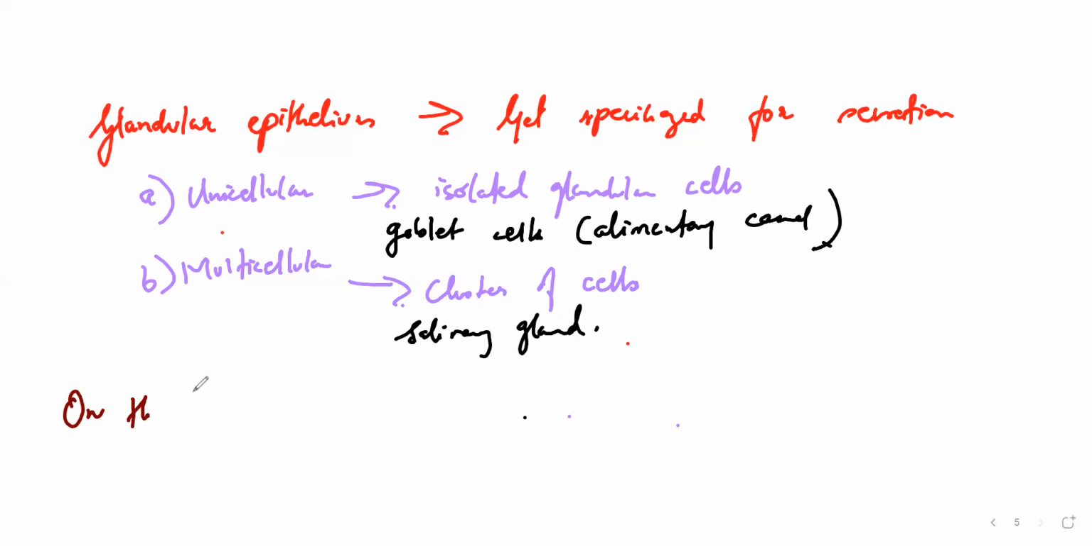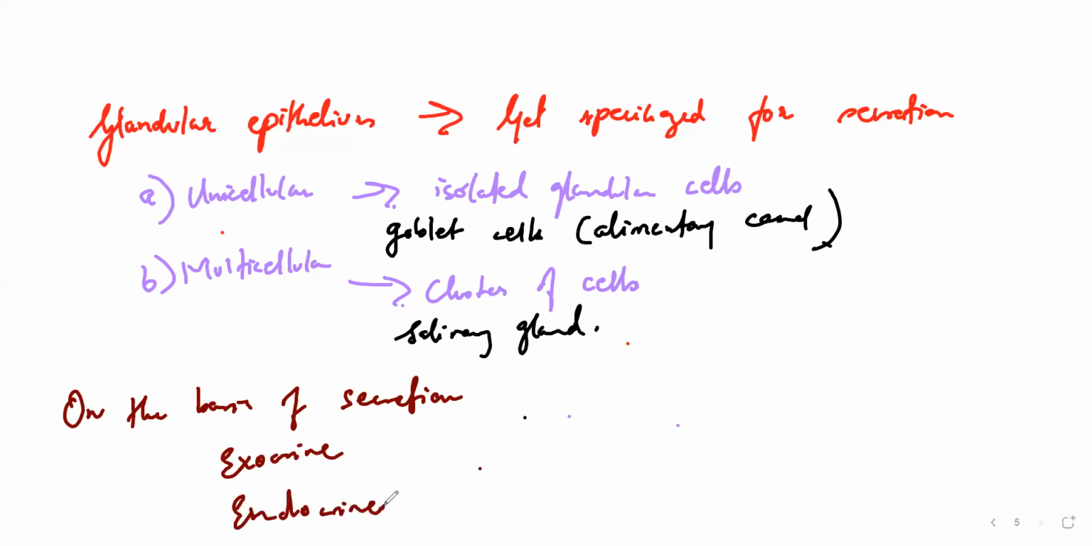On the basis of secretion, glandular epithelium is of two categories, that is exocrine and endocrine. What are exocrine and endocrine? Basically, they are the glands, secretion via the glands. So what is endo and what is exo? Endo means internally, whatever products are being secreted, whereas exo means external.